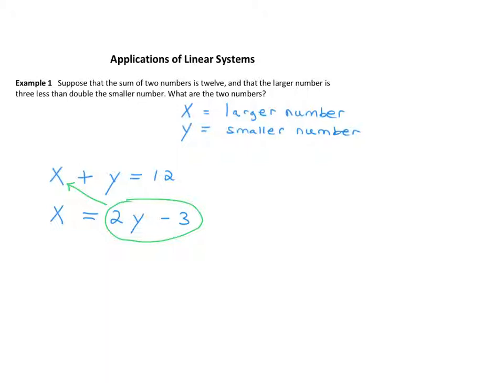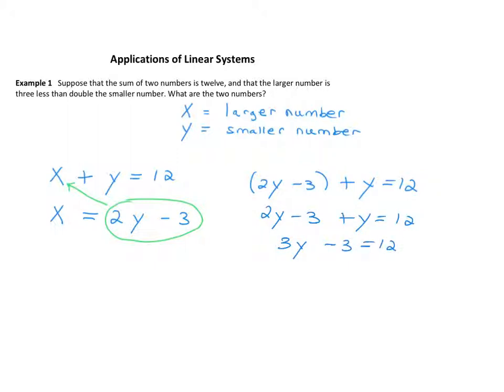I end up with 2y minus 3 plus y is 12. So what I did is I took my two equations and condensed them into one. Technically, the parentheses that I just wrote here, we didn't really need to write because there's only one in front of the x. So this is really 2y minus 3 plus y is equal to 12. I will combine like terms, so I get 3y minus 3 is 12.